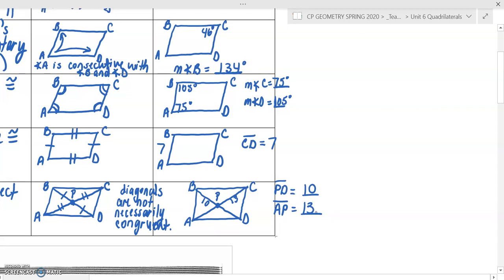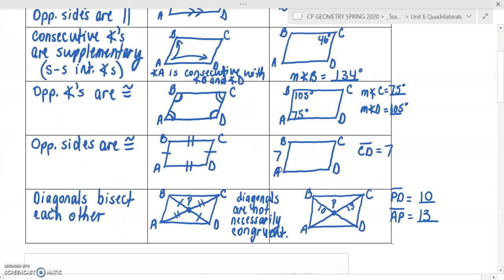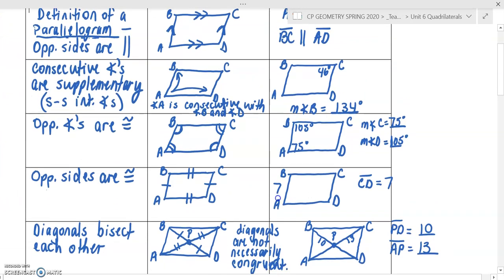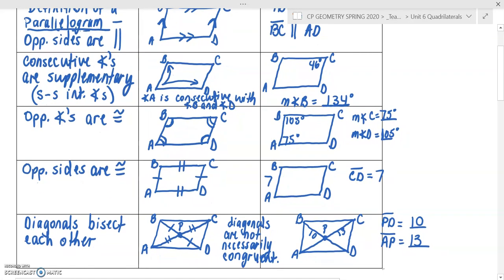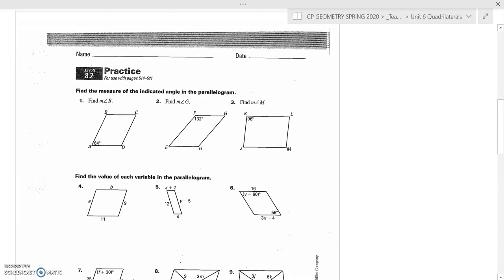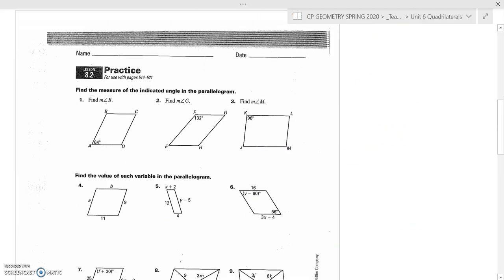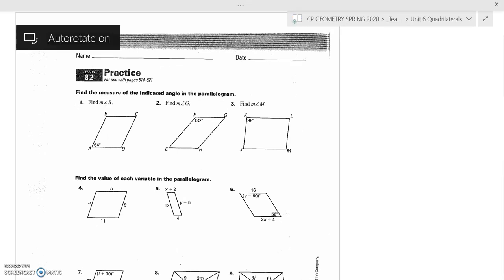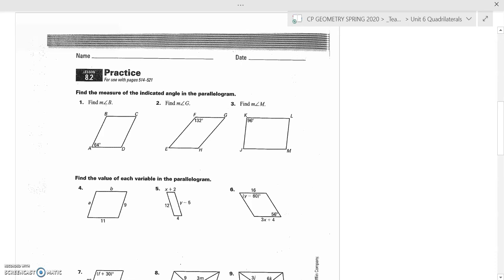So there are 5 properties of parallelograms. Later on in the unit, we will get to special parallelograms. All right, so let's look at some application problems and some practice together. First one I'd like to look at is number 1. All right, so we need to find the measure of angle B.